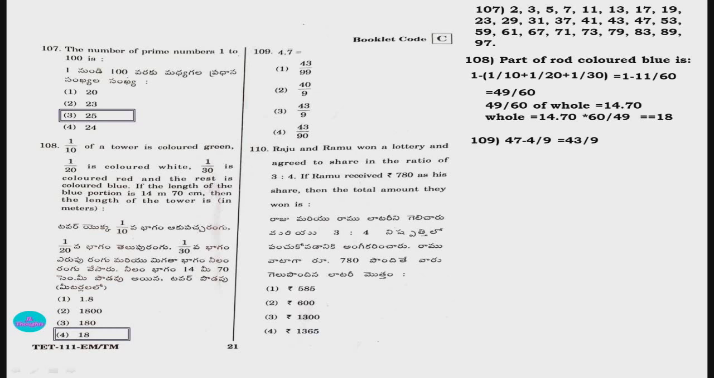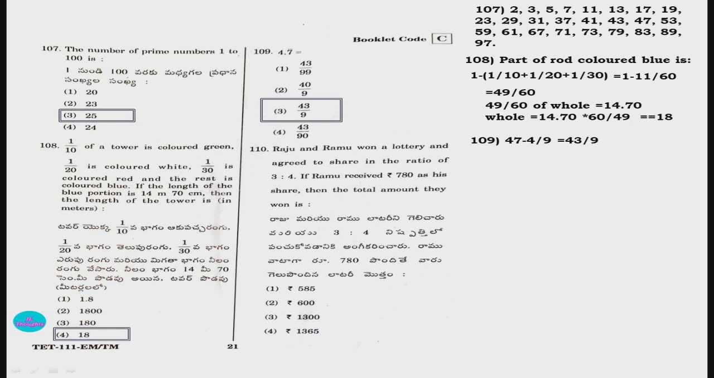109. 4.7 bar. So how can we write it? 47 minus the number before the bar, that is 4. Under the bar, how many numbers are there? That means 9. So only one bar, so 9. 47 minus 4 by 9. So that is 43 by 9. Answer is option 3.